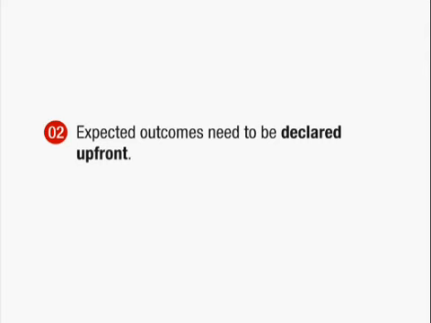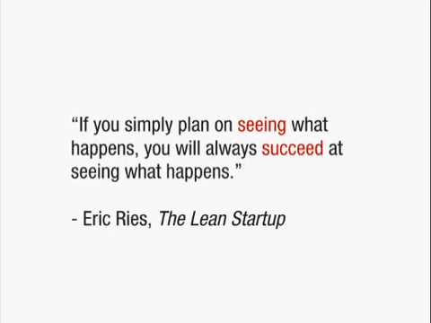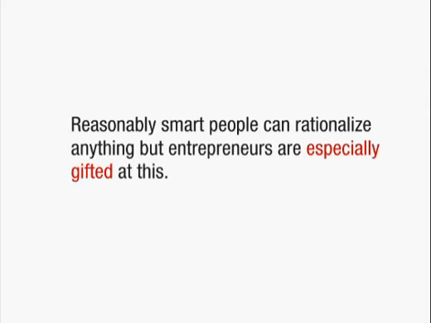And this one rule is very important because you've probably seen this from Eric before. If you simply plan on seeing what happens, you'll always succeed because something will happen. And if you couple this with the fact that as entrepreneurs, we are reasonably smart, at least we like to think we are, and we can rationalize whatever happens, whether it's good or bad, to fit our own mental models, or what we'd call the reality distortion field, and we convince ourselves that we're on the right track. So if you couple those two things, it's very important to make those declarations up front.